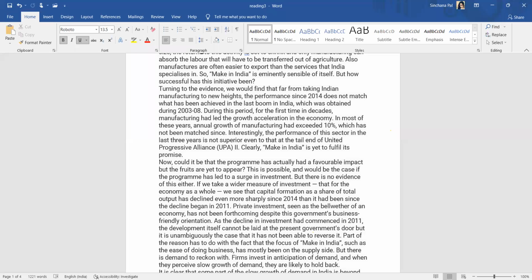So if we take a wider measure of investment, that for the economy as a whole, we see that capital formation as a share of total output has declined even more sharply since 2014 than it had been since the decline began in 2011. So private investment, seen as the bellwether of an economy, has not been forthcoming despite this government's business friendly orientation.